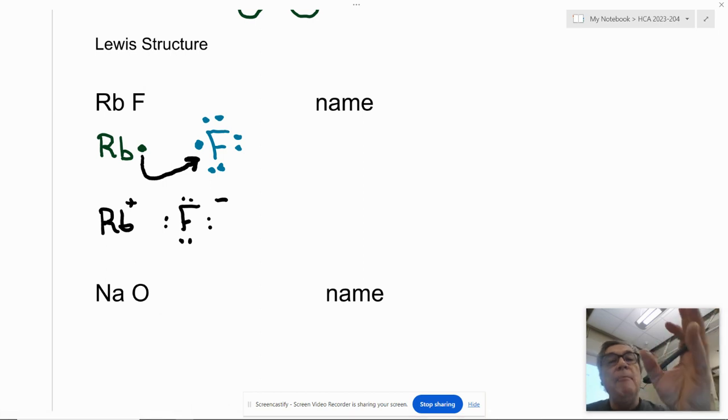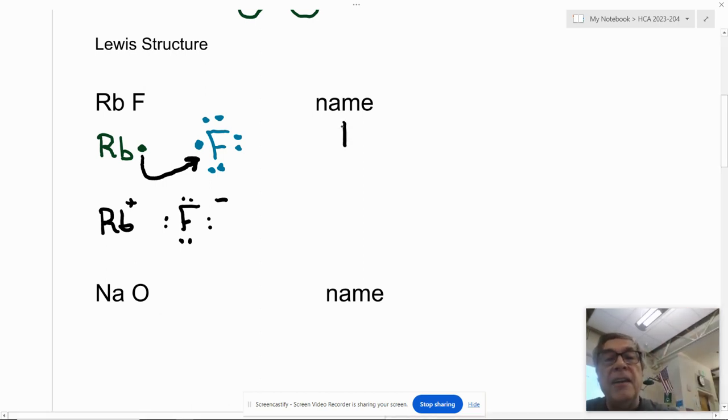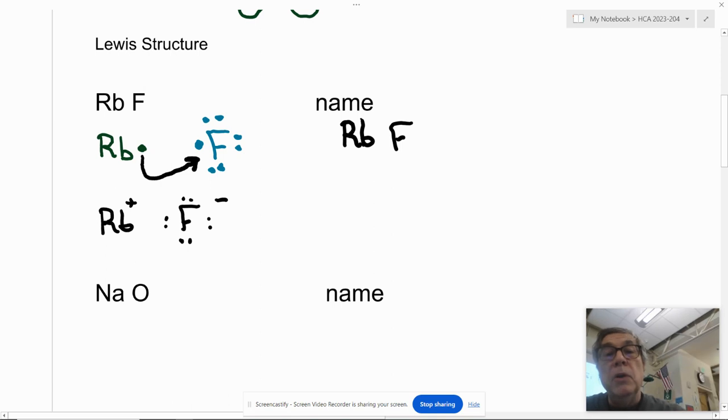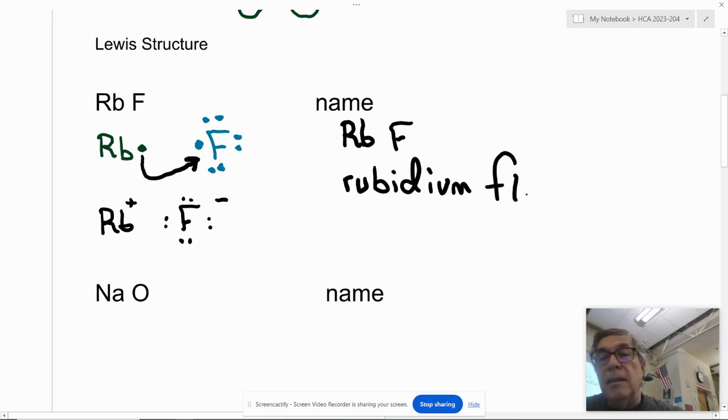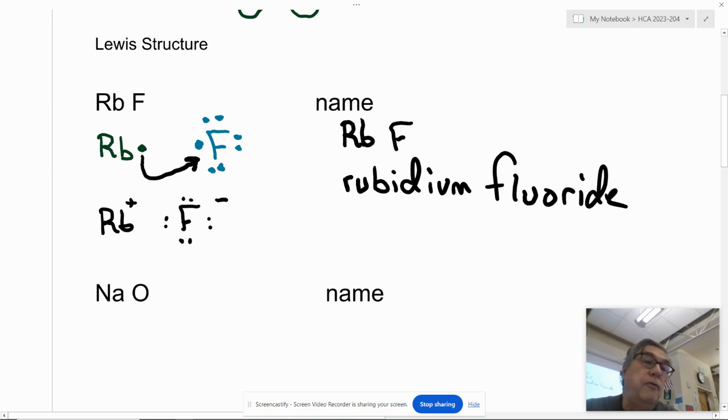Now, the next thing I'm going to write is the formula as you would write it. We're just going to write Rb because there's one of those. The metal is always first. The nonmetal is always second. And the name would be rubidium, always metal first, fluoride. I love spelling fluoride. Rubidium fluoride.